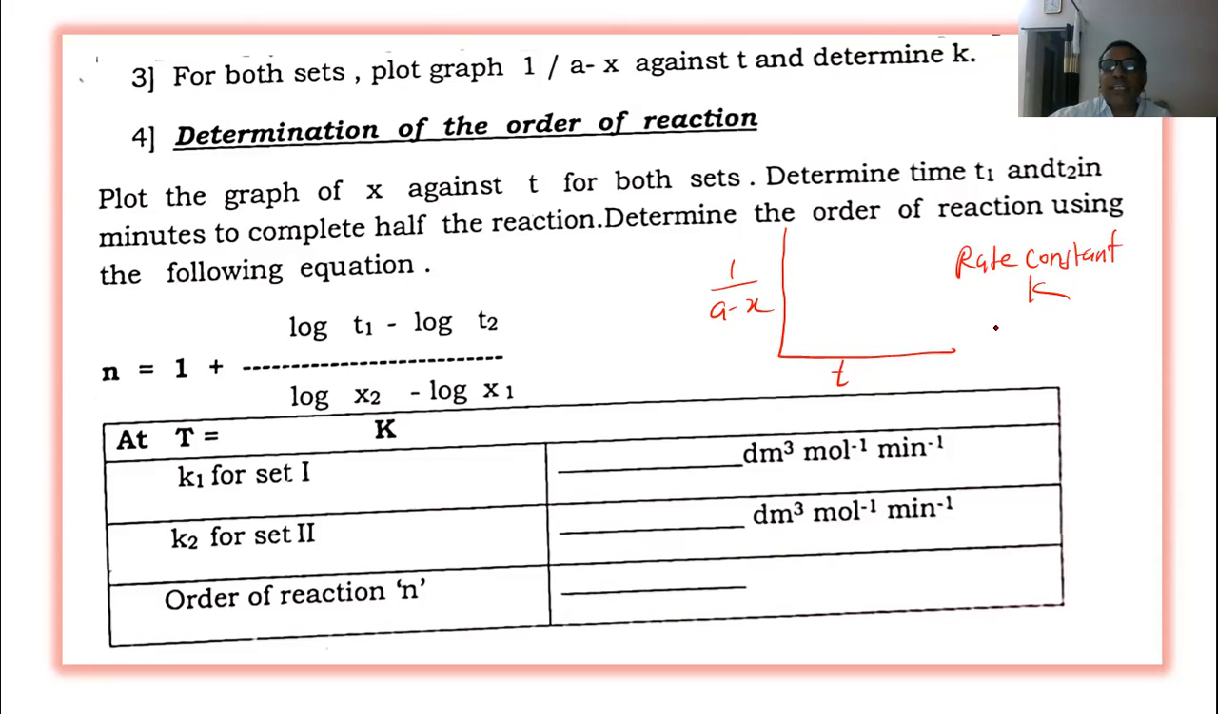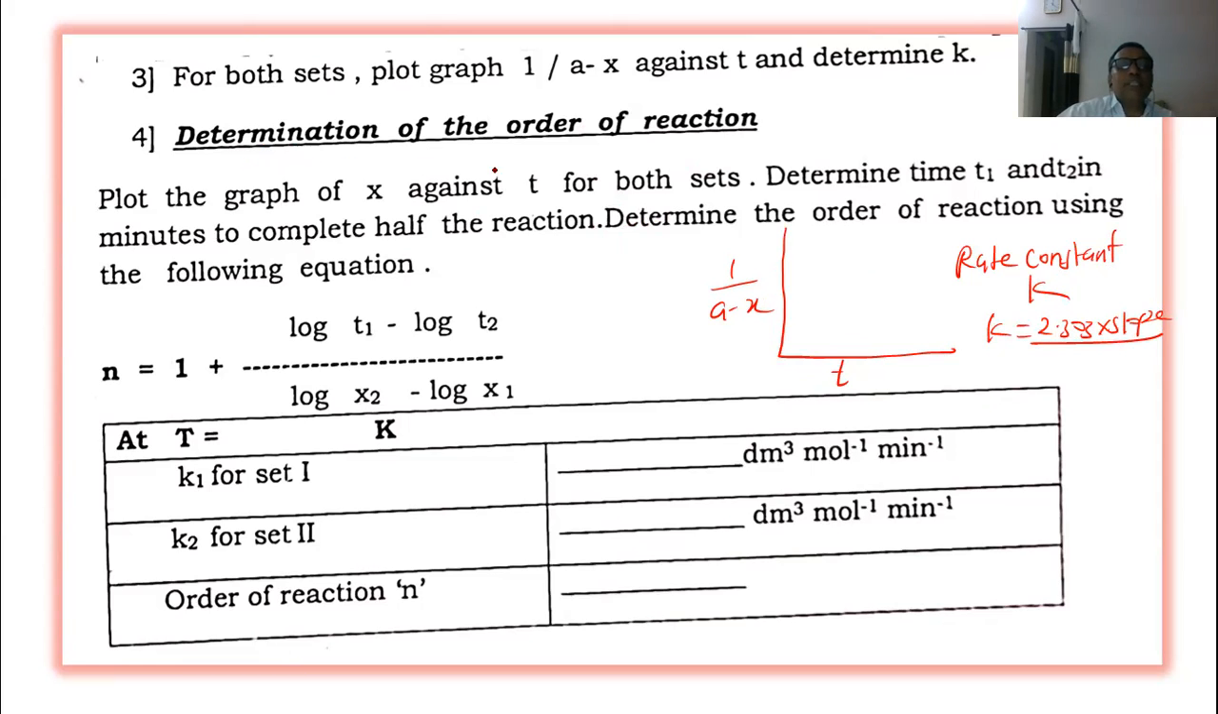So rate constant k, I think k is equal to 2.303 into slope. Okay, k is equal to 2.303 into slope here. So by plotting this graph, 1 upon a minus x versus t, we are getting the k value here. Then second calculation, for both sets we have to plot the graph. So it means two graphs for both the sets.